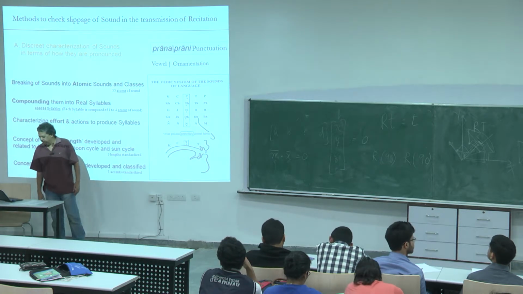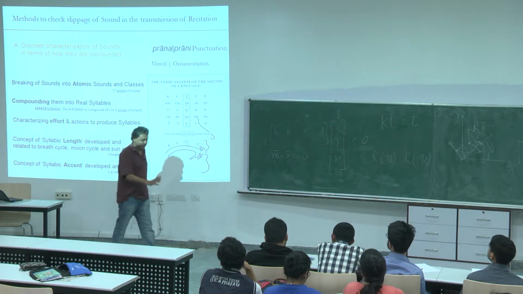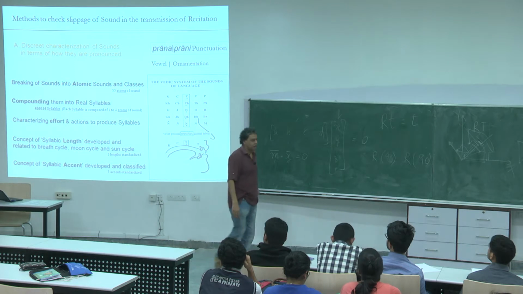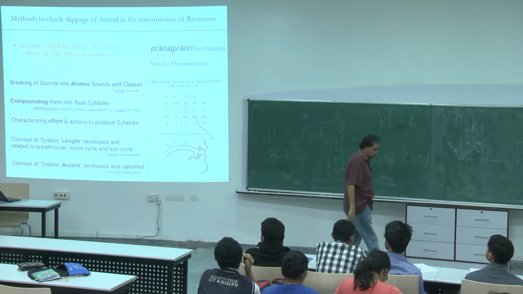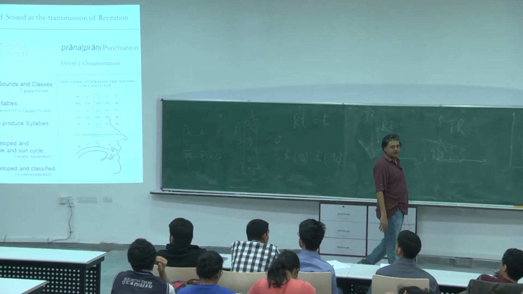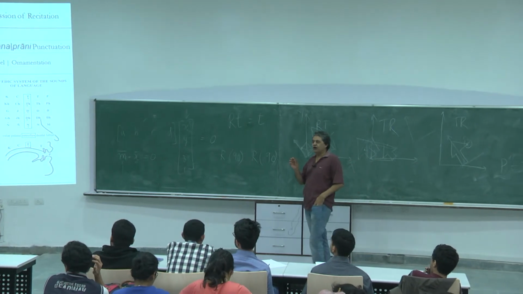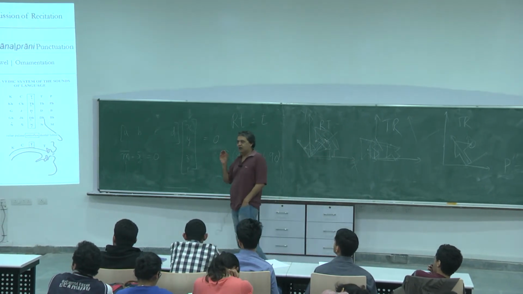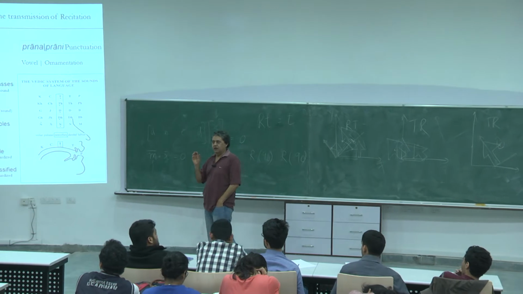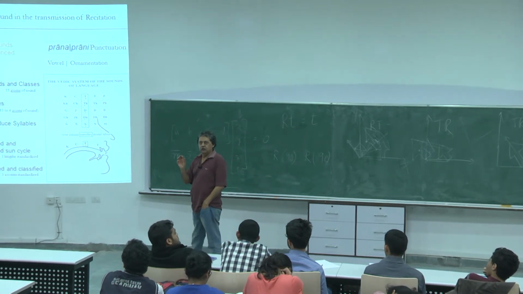Okay, there are five things I am going to say in the rest of the time which give you an idea of what this system was. A system of knowledge is, and the first time something called niyam, a rule, and a system of rules is born here.